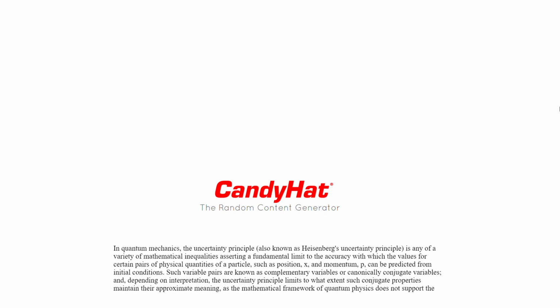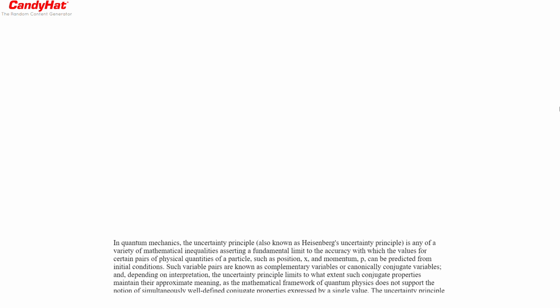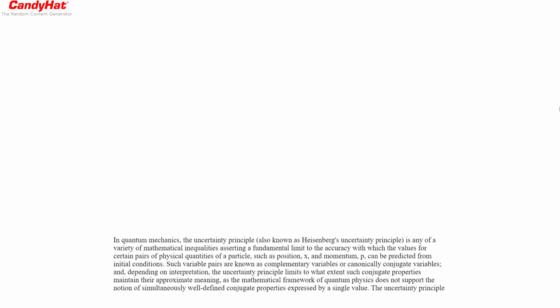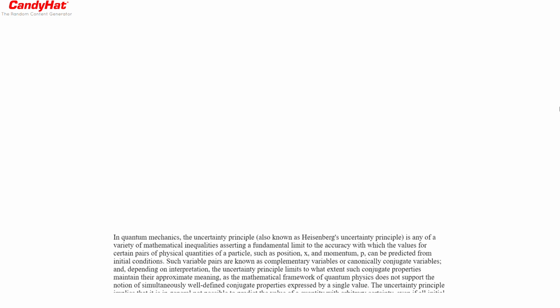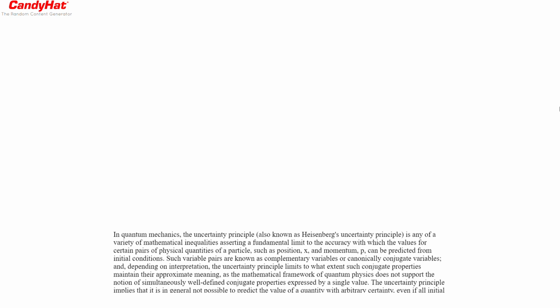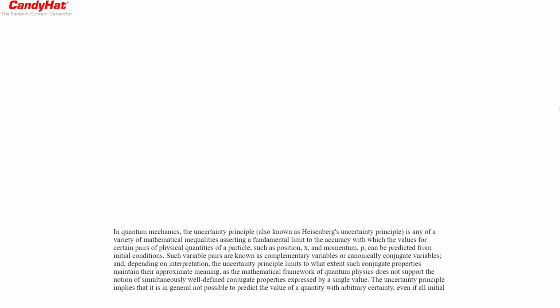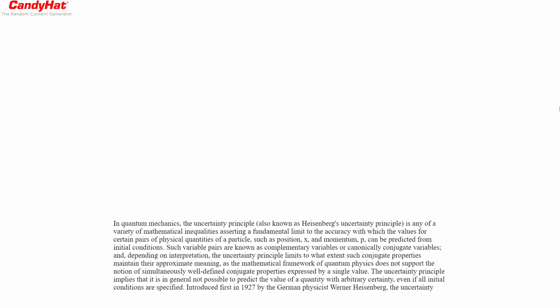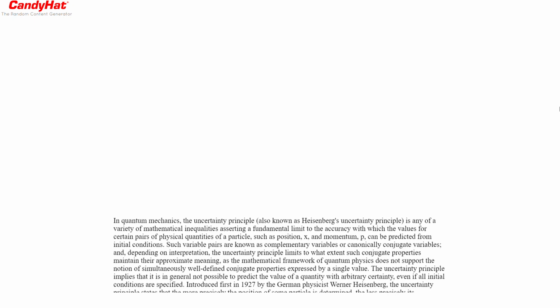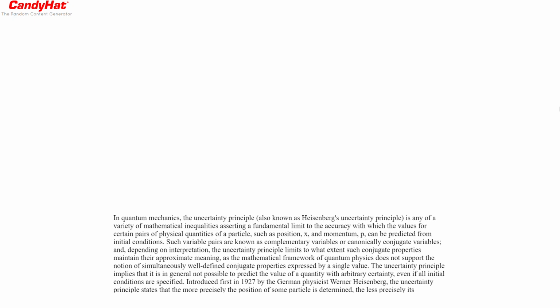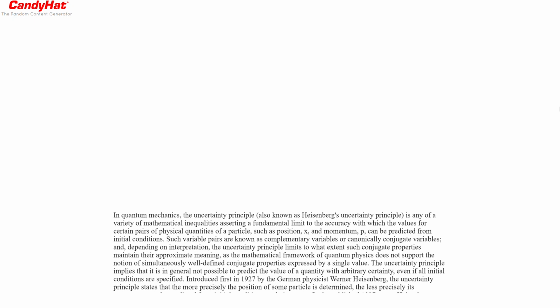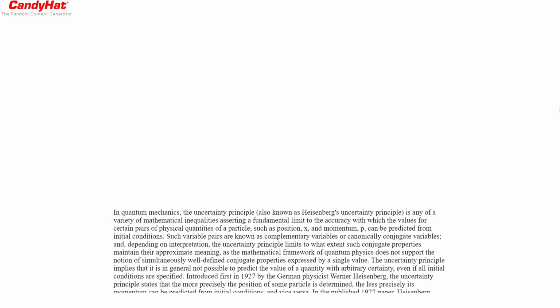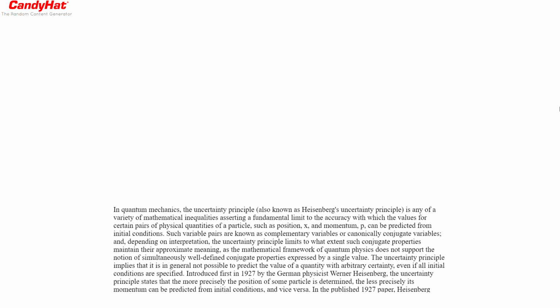Such variable pairs are known as complementary variables or canonically conjugate variables, and, depending on interpretation, the uncertainty principle limits to what extent such conjugate properties maintain their approximate meaning, as the mathematical framework of quantum physics does not support the notion of simultaneously well-defined conjugate properties expressed by a single value. The uncertainty principle implies that it is in general not possible to predict the value of a quantity with arbitrary certainty, even if all initial conditions are specified.